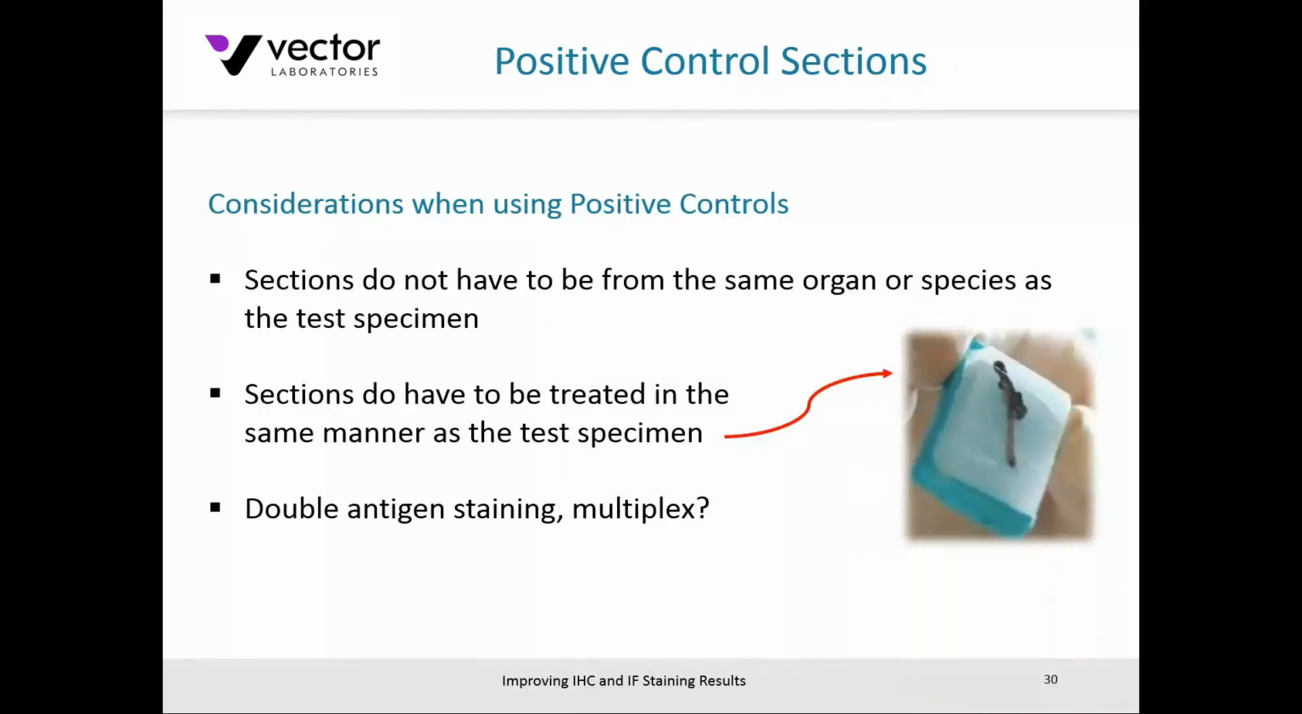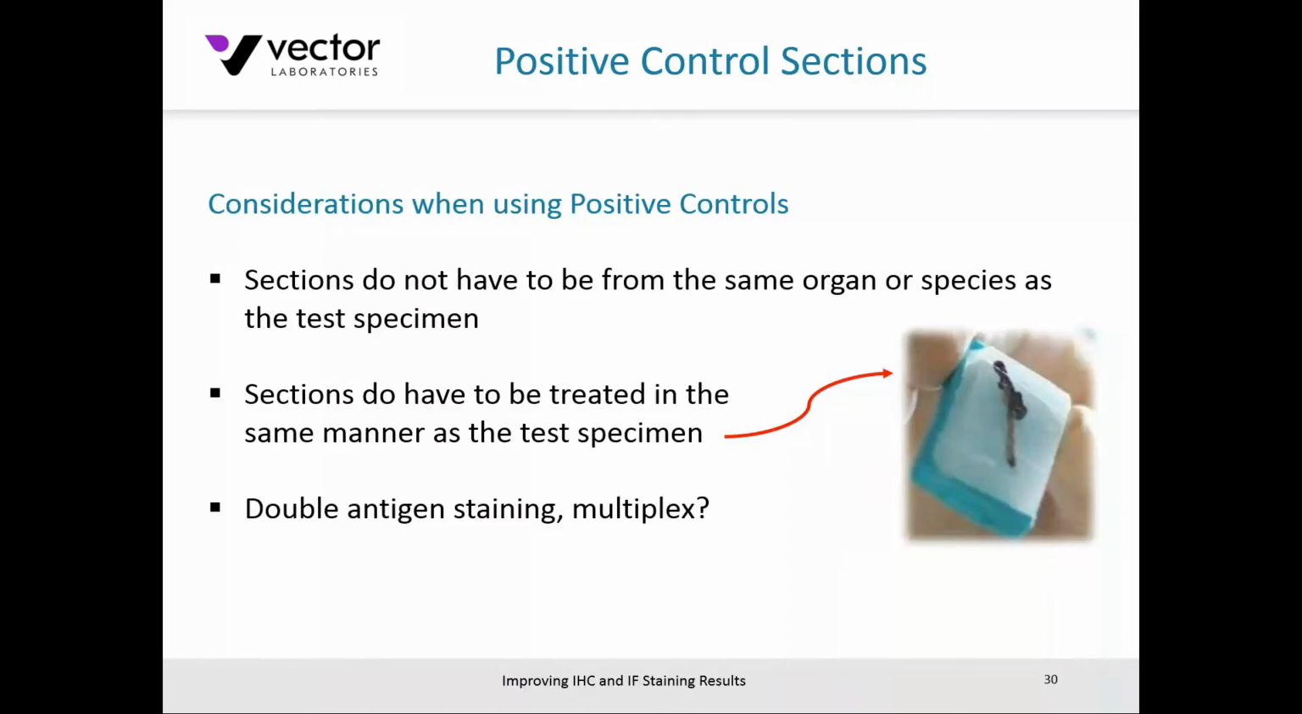Some considerations when using a positive control, though: sections do not have to be from the same organ or tissue type, or indeed even the same species as your test specimen. However, if you were going to use a different specimen or species, just make sure that the primary antibody you're using on your positive control also recognizes the material in the test specimen. And that could be an unknown for you. This is another reason why you'd want to run a positive control, to alleviate absence of staining.